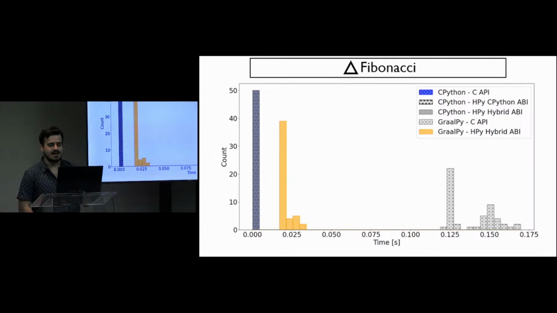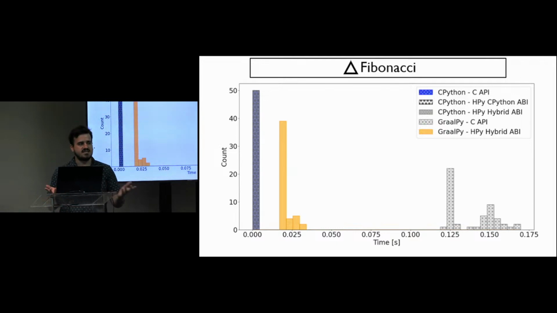Secondly, we have a Fibonacci benchmark. As you can see, again, GraalPy C API is slower. This is a trend we will see everywhere. But we also notice that GraalPy running HPy is not a 150 times increase, it's about a 6 times increase in performance. So not as great.